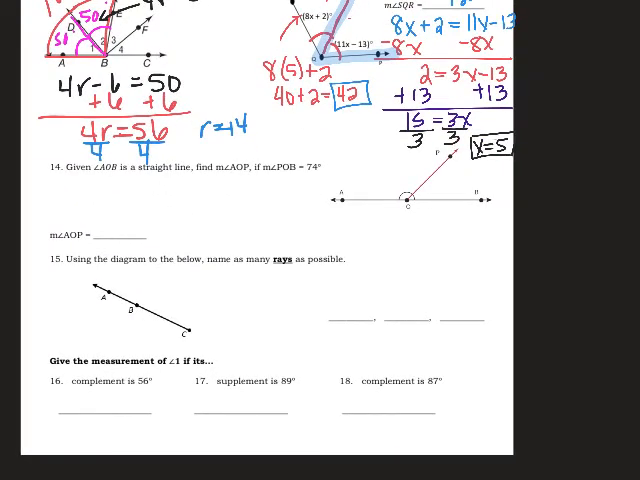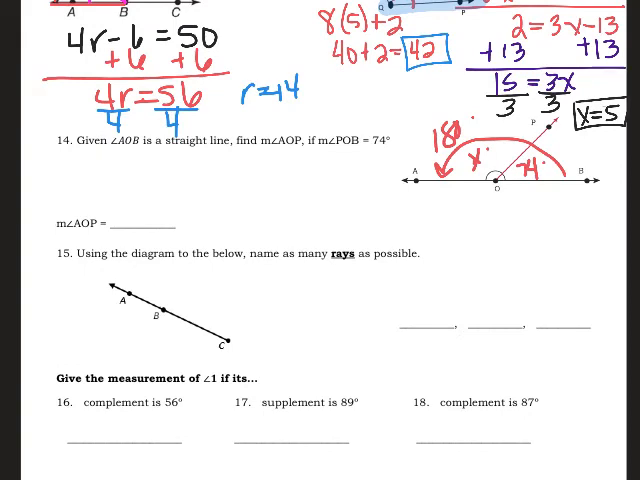It says AOB is a straight line. How many degrees are in a straight line? 180. Good. It says find the measurement of AOP if POB is 74 degrees. All right, so what am I doing with my two numbers here? Subtraction. Good. Can y'all give me 180 minus 74? 106. Okay.